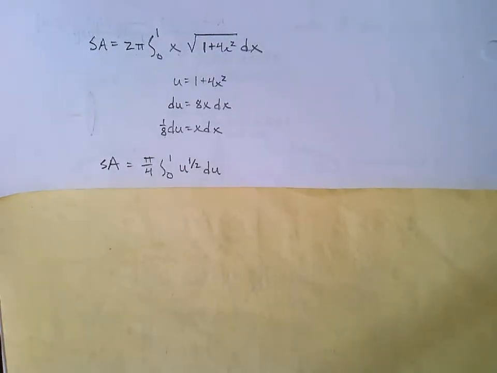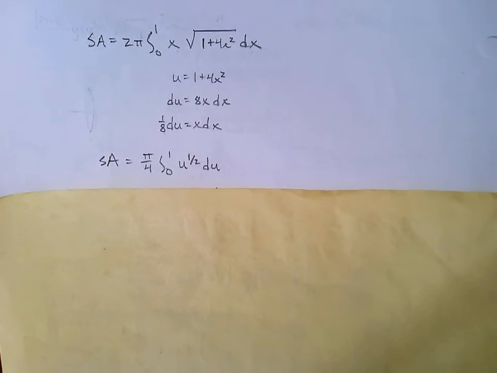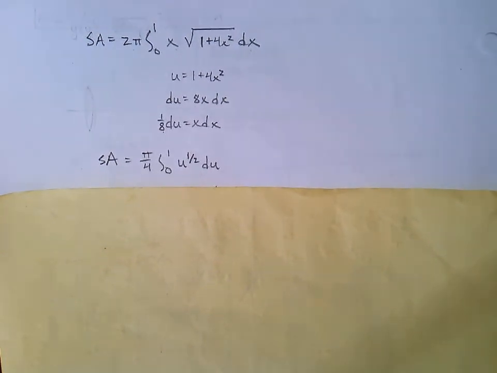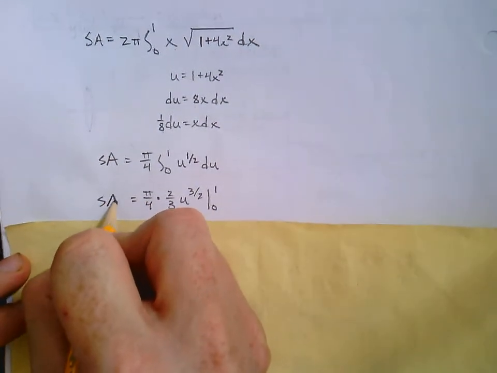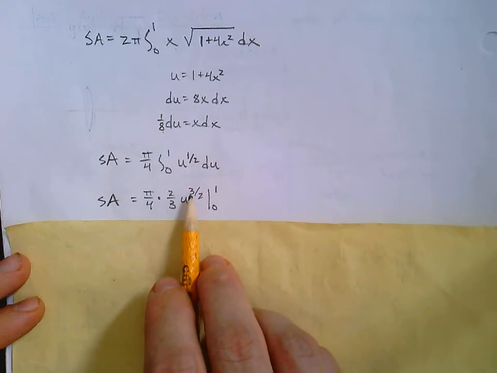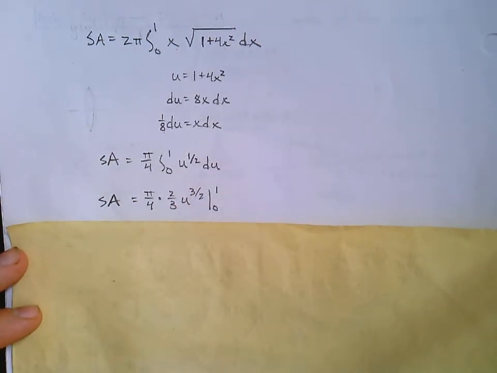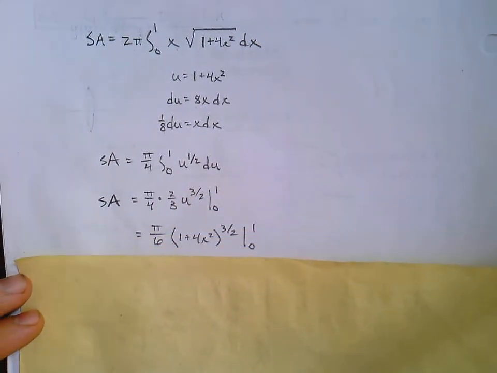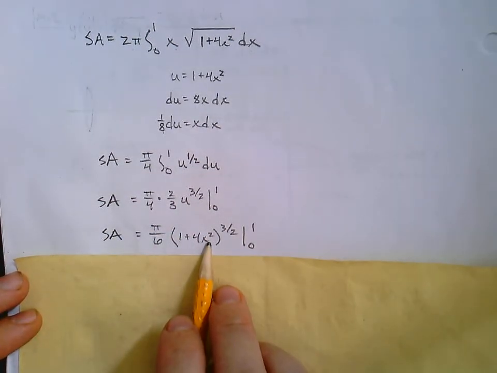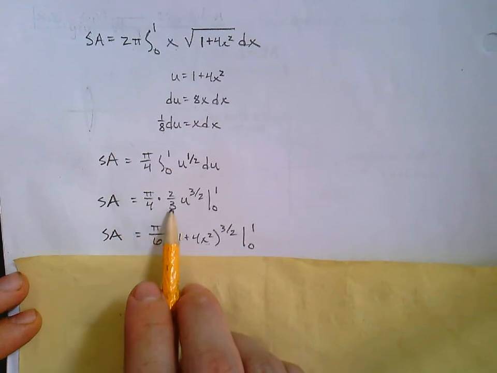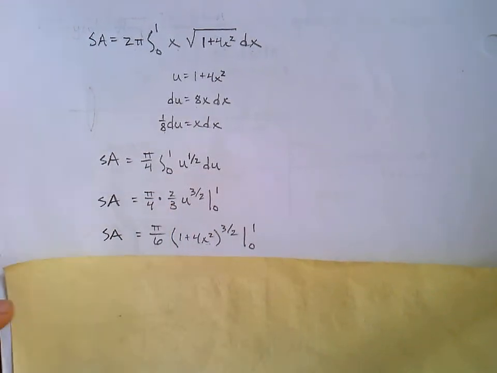Imagine you guys, you're forced to really hone your u substitution. We see it so much. Get a lot of practice with it. Okay, taking an antiderivative here, pi over 4 times 2/3 u to the 3 over 2. This is from 0 to 1. We'll replace the u with 1 plus 4x squared. Let's go ahead and simplify those fractions as well. There we go.